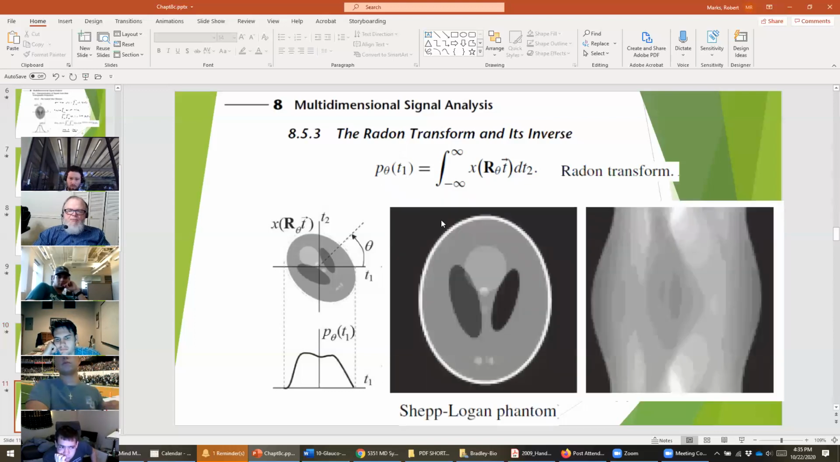And here is what the projection space looks like. This is the Shepp-Logan phantom, and this is the projection space. These are known as sinograms. This would be a great problem: if you do the image of a single point, the projections of a single point turn out to sweep out a sinusoid. That's the reason they're called sinograms. You can see here, theta goes this way, and T1 goes this way.